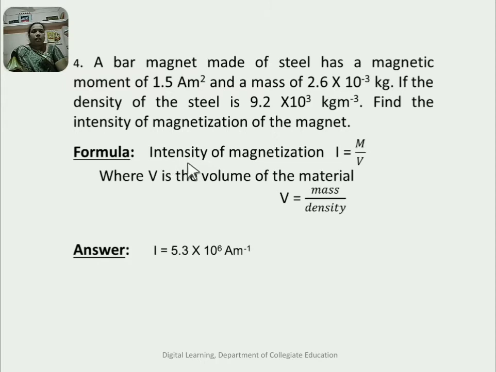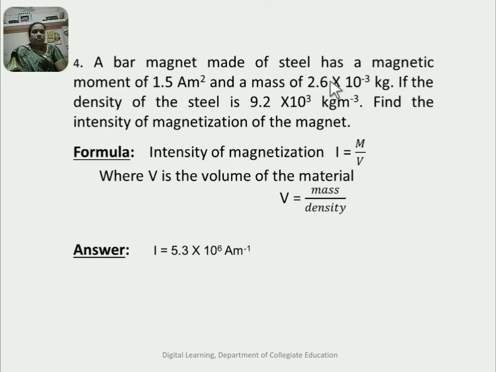Formula to calculate intensity of the magnetization is, according to the definition, it is given by I is equal to M by V, where this V is the volume of the material and it is calculated by using this formula, that is V is equal to mass by density. See here, mass of the substance is given by 2.6 into 10 to the power minus 3 and density is 9.2 into 10 to the power 3.